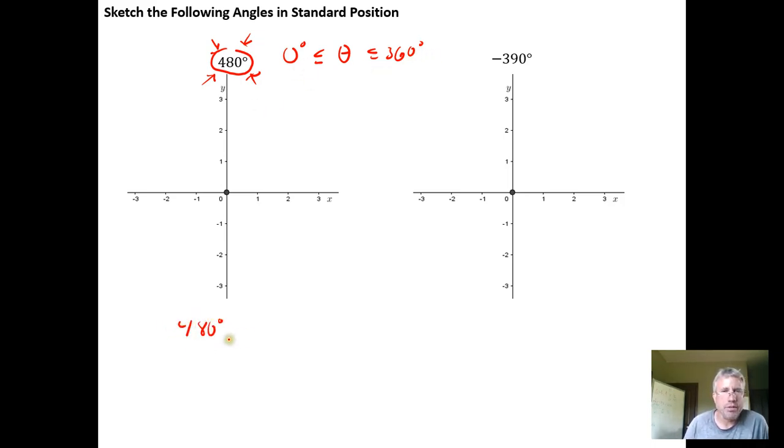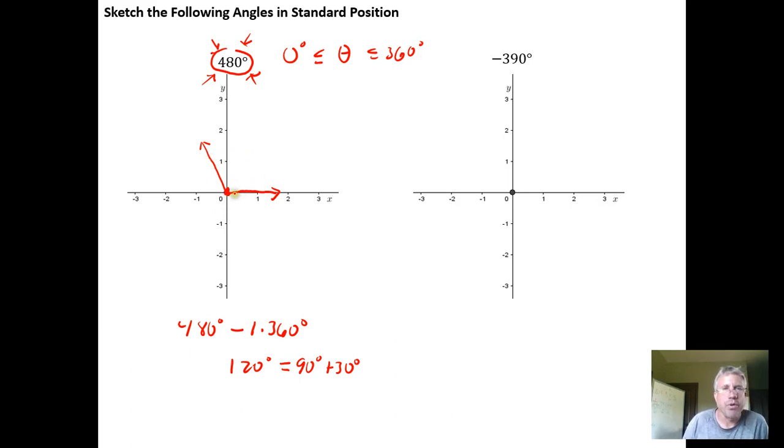I take 480 degrees and I subtract 1 times 360 degrees from it, I subtract 1 full rotation, I get a 120 degree angle, which is partway between 90 degrees and 180 degrees. In fact, 120 is, if we think about it, just 30 degrees past the 90 degree position. So I start with my vertex at the origin, I draw a ray in standard position, and then I draw a ray that is approximately, to the eyeball, 30 degrees past the 90 degree position.